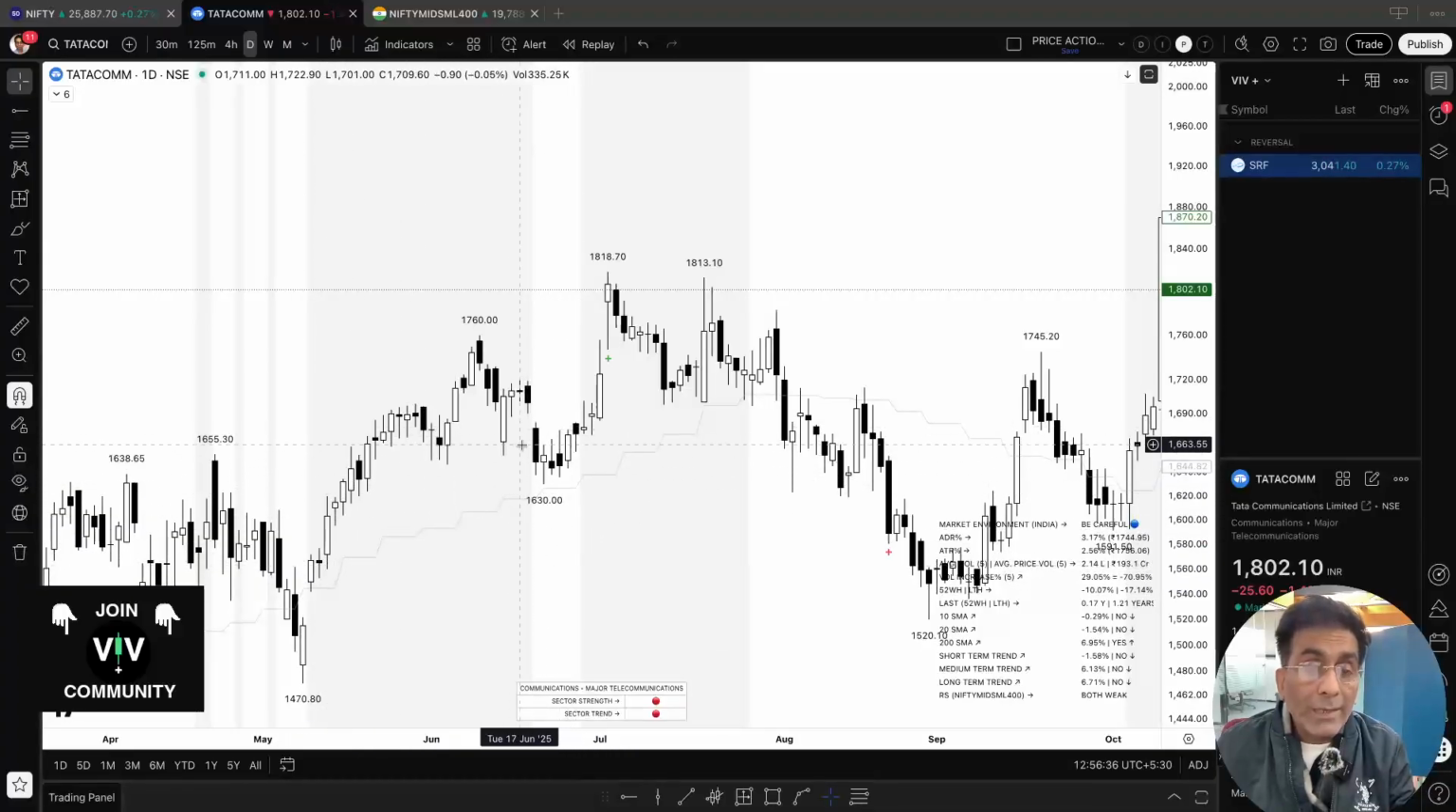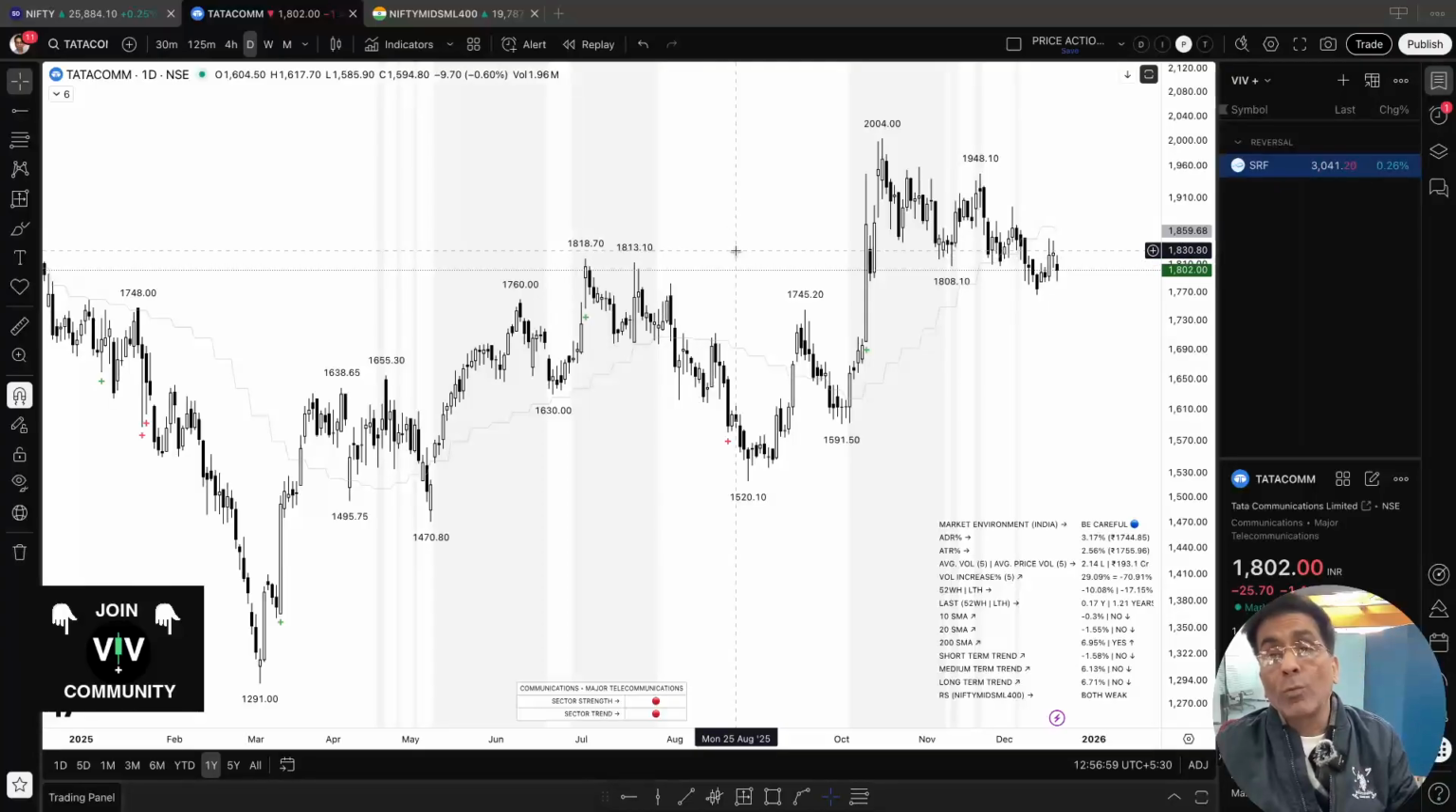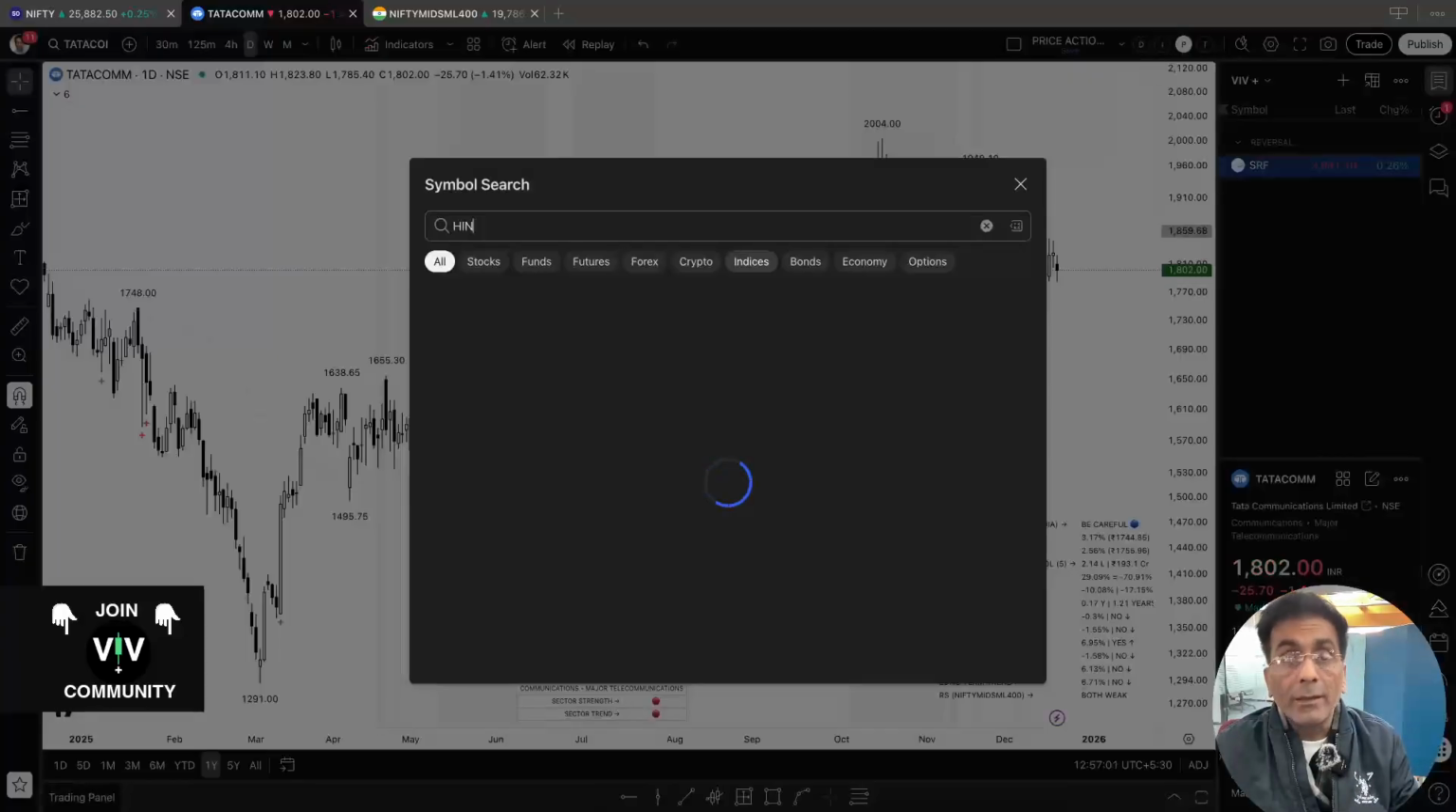Where we have to buy, either we will buy it here or buy it here. But why will we buy it here? If the weekly trend is positive. If the weekly trend is not positive, and daily is also not positive, we are not buying that. Okay, so this is how you can take high probability trades. We can discuss a few more stocks like Hind Copper.